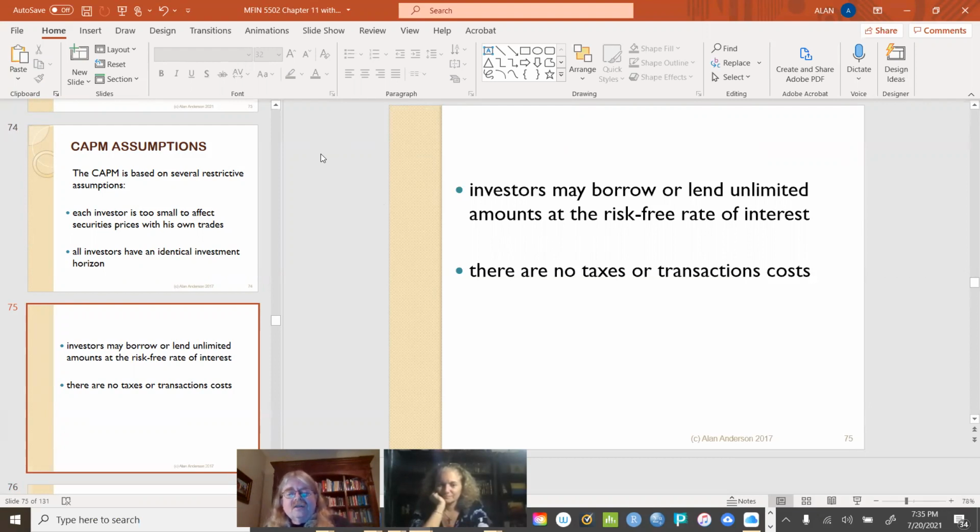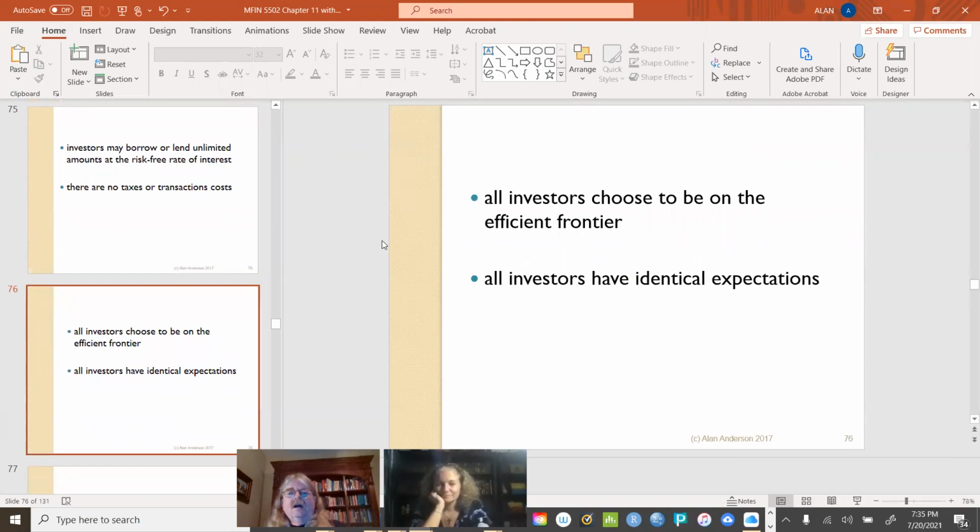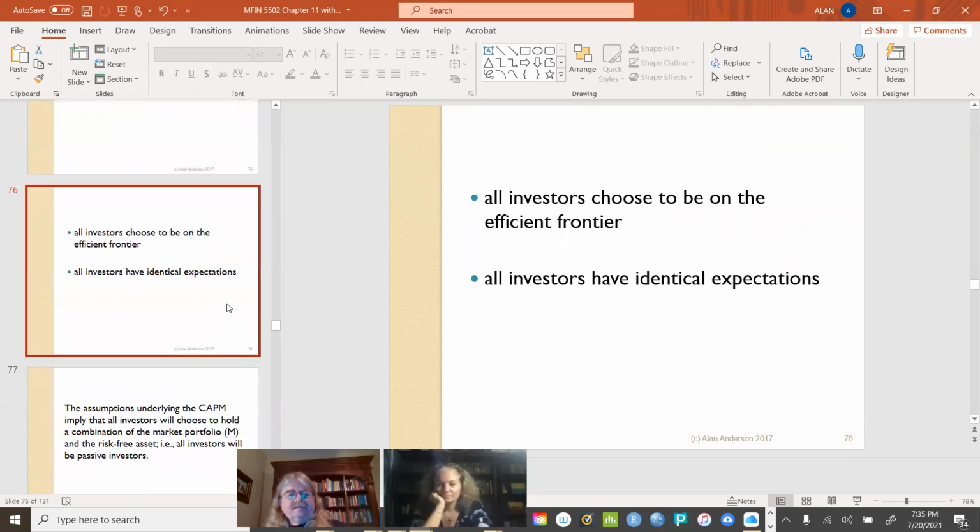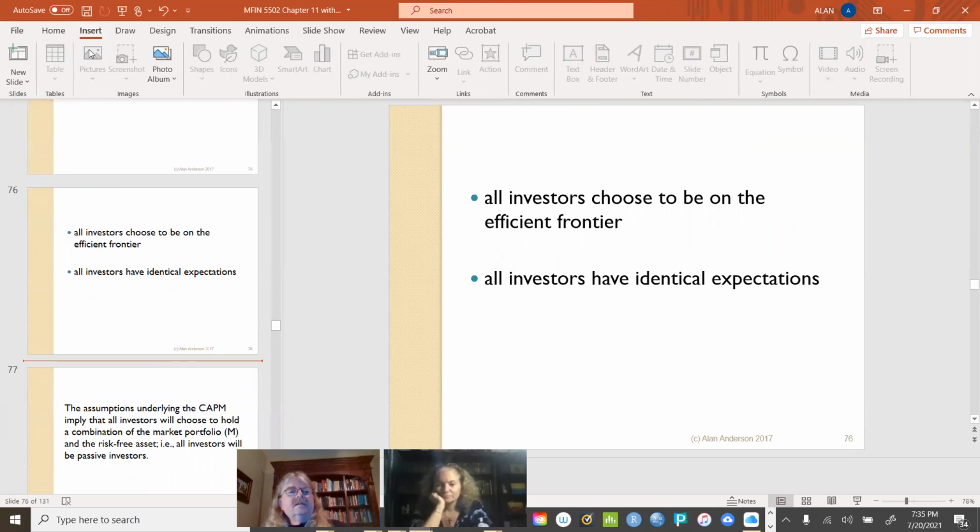There are no taxes or transactions costs. So, boy, that's an unrealistic one. We all choose to be on the so-called efficient frontier. Let's explain that in a second. And investors have identical expectations. So the efficient frontier, what does that mean?